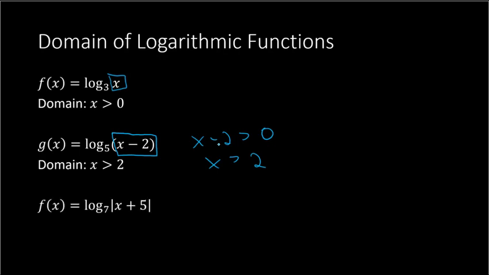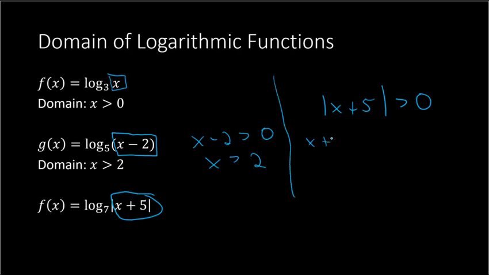Here's a third function. We have f of x equals log base 7 of the absolute value of x plus 5. And you were told to find the domain. Well, again, we know the absolute value of x plus 5 must be greater than 0. And if you can't do that in your head, we can break this up and set this as two different inequalities.